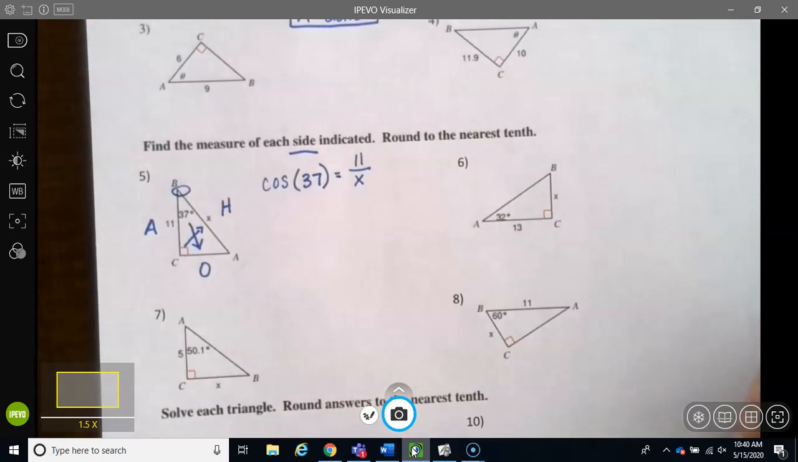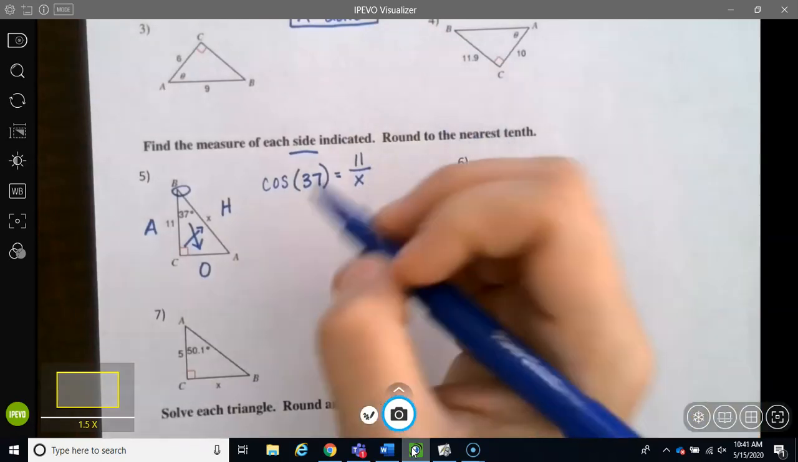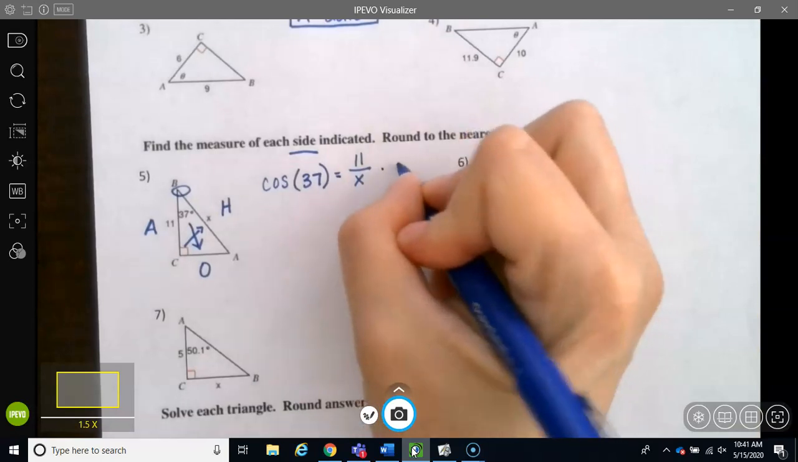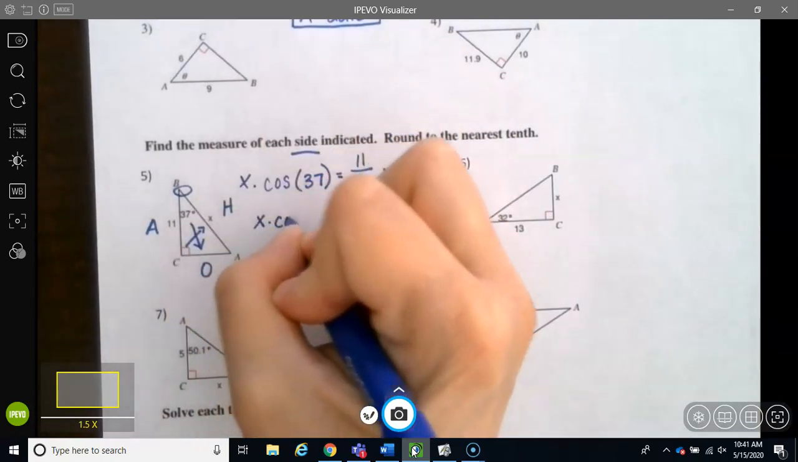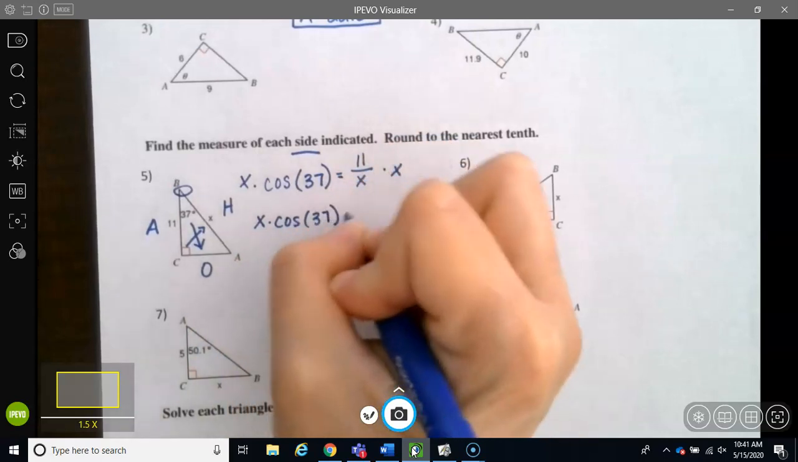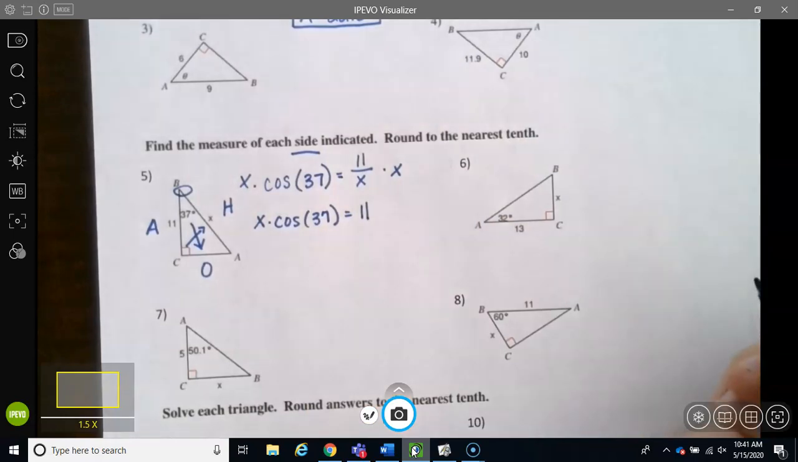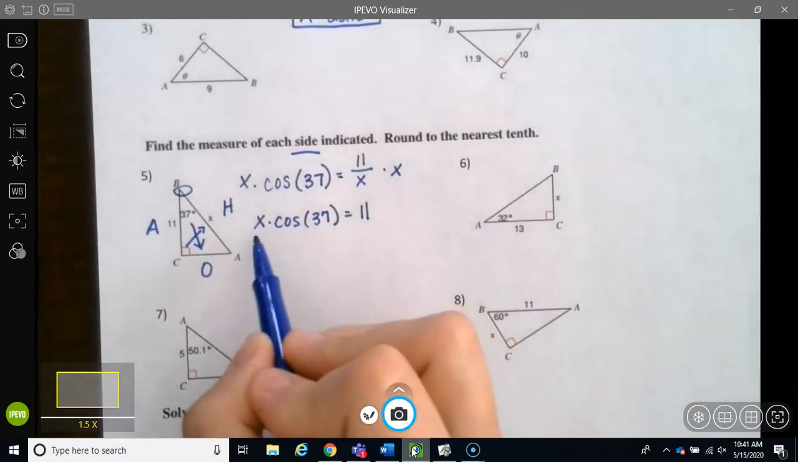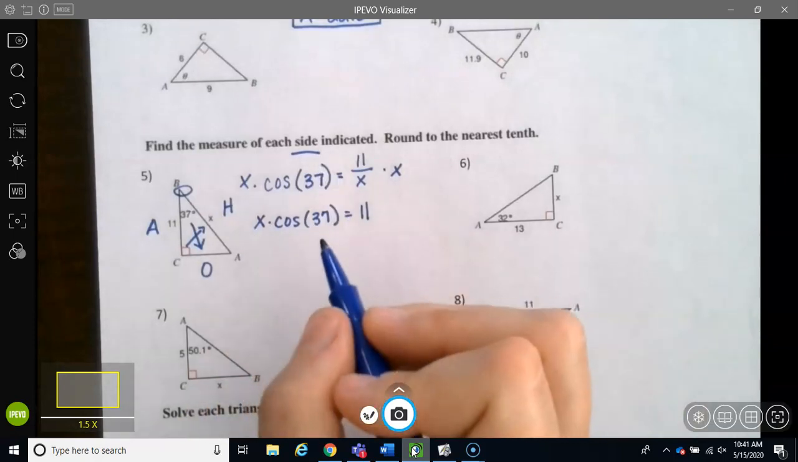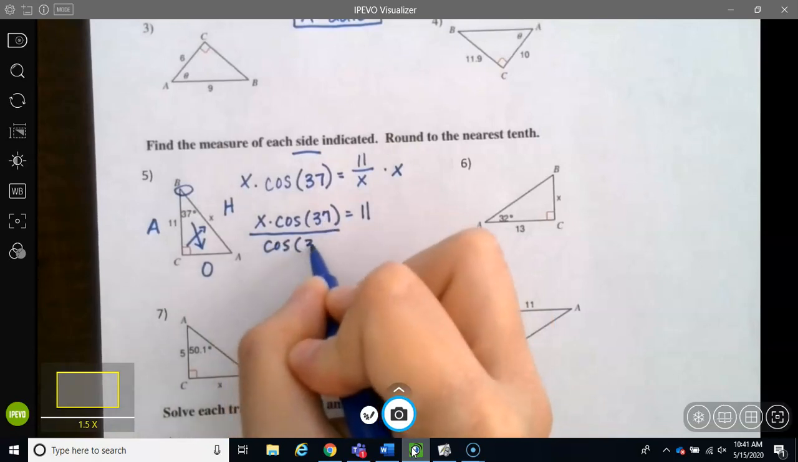Now that you have your trig function set up, now it's all about just getting that variable by itself. Now this time our variable's in the denominator, so we got to get it out of the denominator by multiplying both sides by x. So that gives us x times cosine of 37 is equal to 11. And then it's still not by itself, but we have x times cosine of 37, so the inverse of multiplying is dividing, so we're going to divide both sides by cosine of 37.